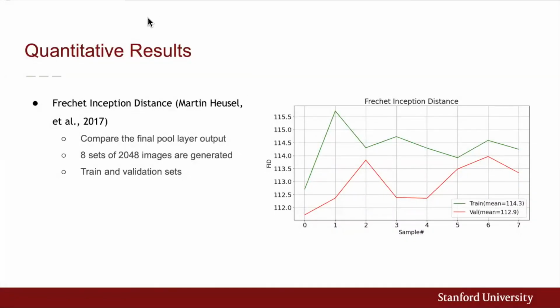We've used Fréchet inception distance as a metric to evaluate our model. We have used a final pooling layer from an Inception V3 model with 8 sets of 2K images that were generated from the model using a single tag. This plot shows the comparison of training and the validation sets. So the mean of both of them are kind of close, you can see.